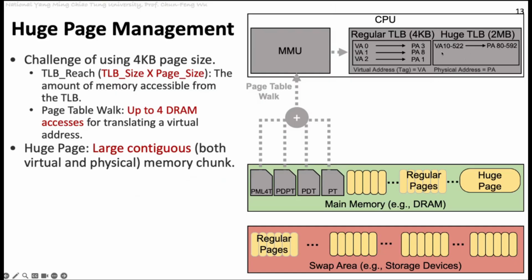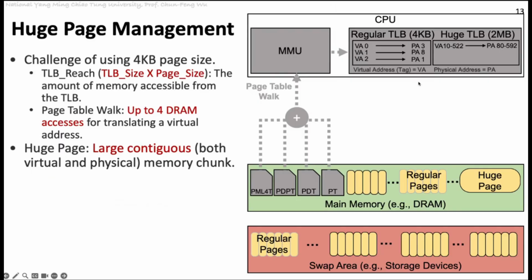Because if you were to use a regular TLB to represent this, just this line, you would need 512 entries here, because this range is 10 to 522. So there are 512 here. So for this, you need 512 entries in the regular TLB. Okay, so this is a good thing. But the bad thing, I think you already know, is that the virtual address and physical address have to be contiguous.